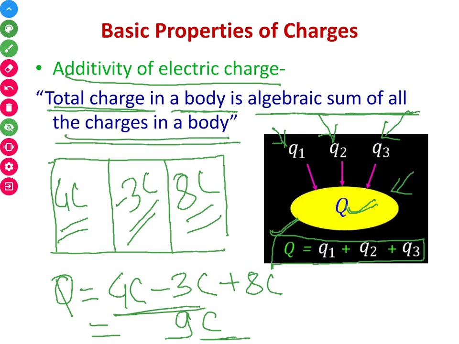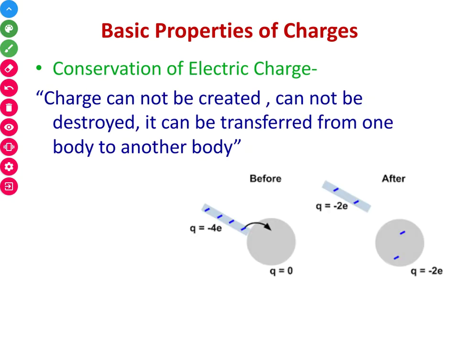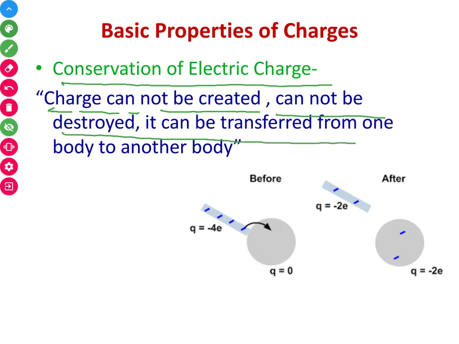So the additivity of electric charge: the total charge in a body is the algebraic sum of all the charges in the body. Now the next property is conservation of electric charge. This is again a very important property. And what is the conservation of electric charge? The statement is very clear: charge cannot be created, cannot be destroyed, it can be transferred from one body to another body. So this is the conservation of electric charge.